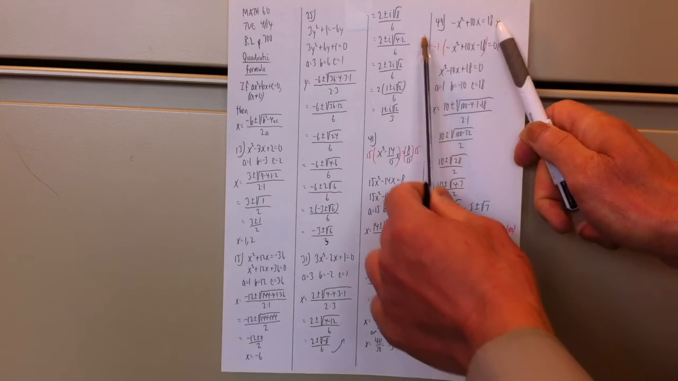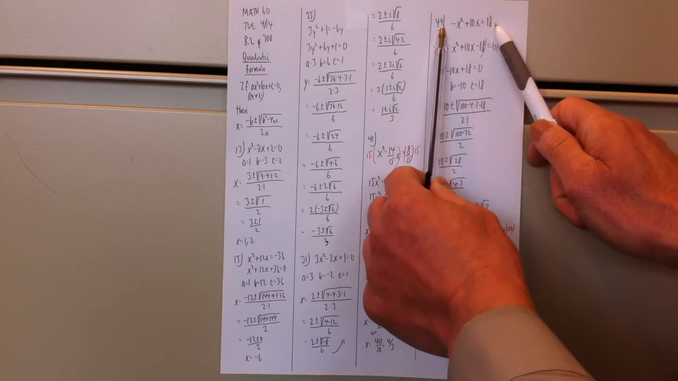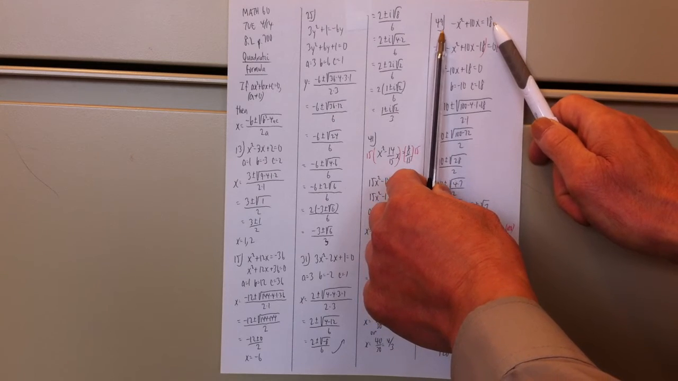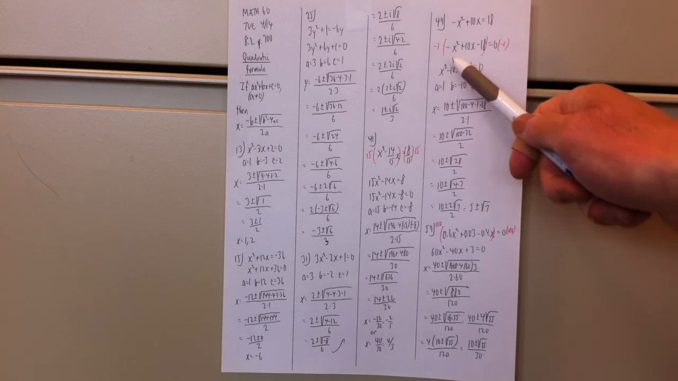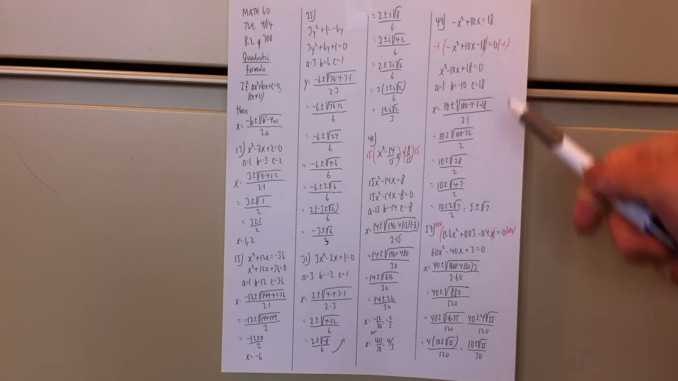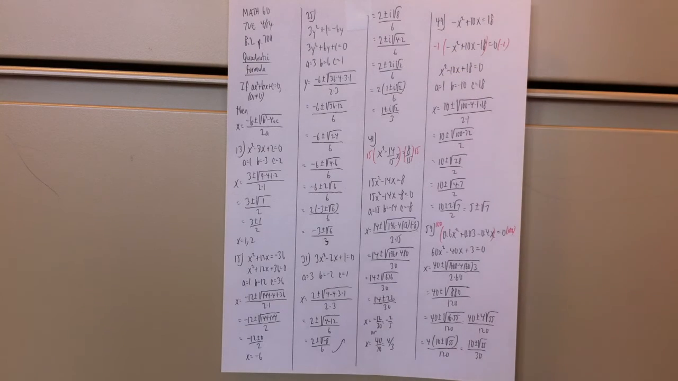Okay, normally when you have this situation, we don't like to have our coefficient in front of x squared to be negative. I want it to be positive. So the way to do that is to multiply both sides by negative 1. And if you multiply by negative 1, 0 stays 0, and that just changes all of these signs. So that becomes x squared minus 10x plus 18 equals 0.